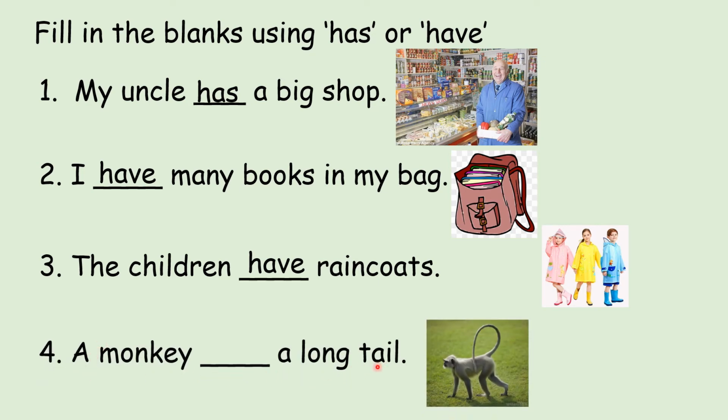A monkey dash a long tail. Whom are we talking about? Monkey. Only one monkey. So which word will you use? Has or have? Has is for one. Have is for many. Has.